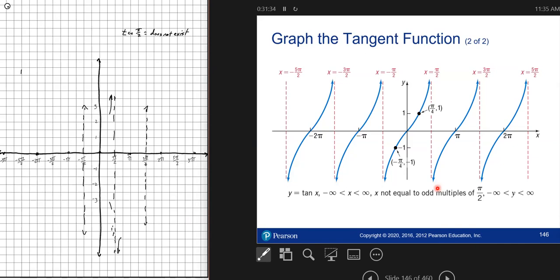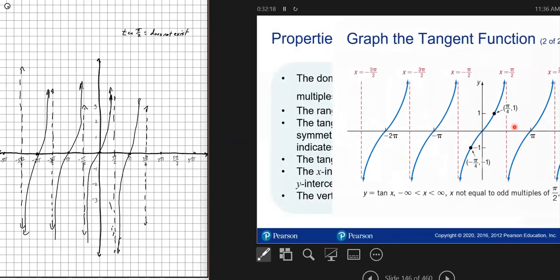And at the odd multiples of pi over 2, you get a vertical asymptote. And it goes through like that. And it just keeps repeating over and over again forever. So you see the periodic nature of tangent this way. Wave after wave after wave. Okay.